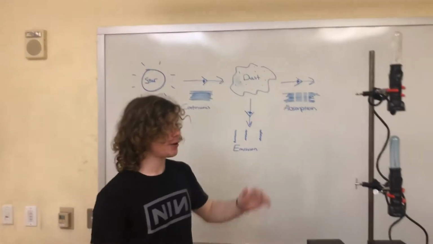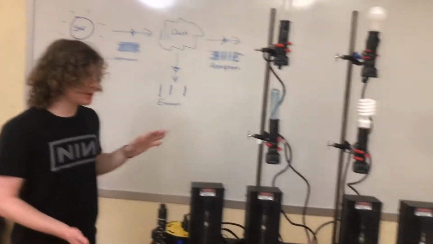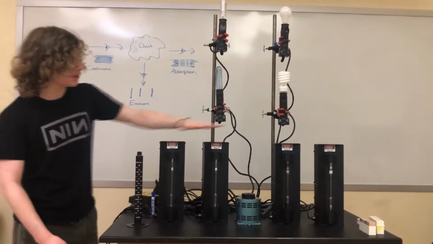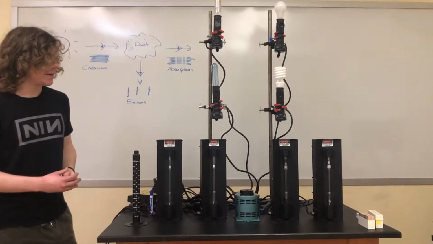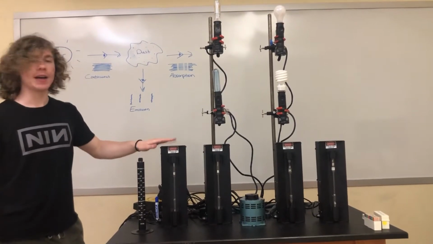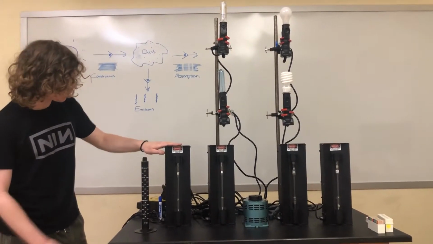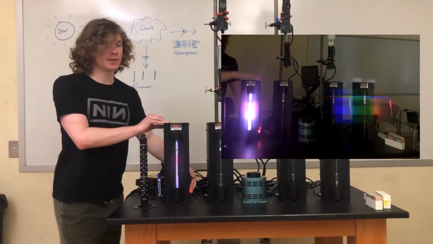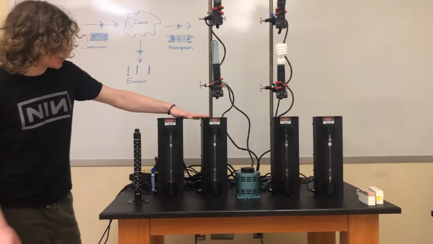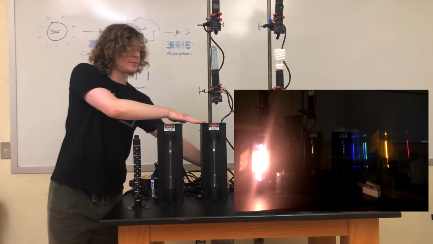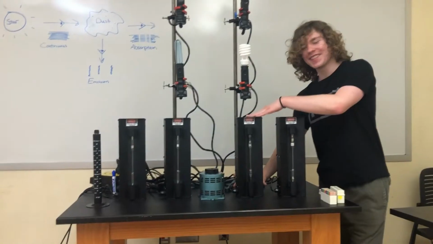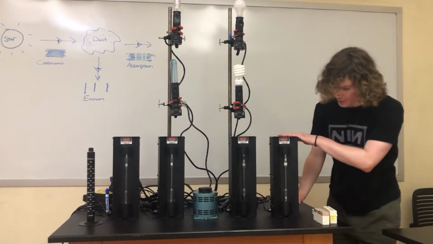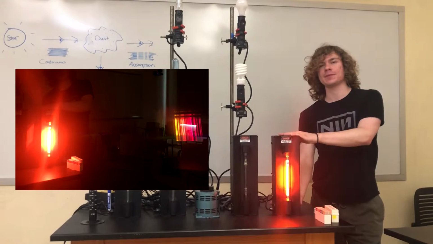So now I'll be going over the specific lamps of the rainbow window demo. These four on the bottom here are elemental lamps. This first one here is hydrogen, and the next one here is helium, and this is a mercury lamp. And then finally we have a neon lamp.